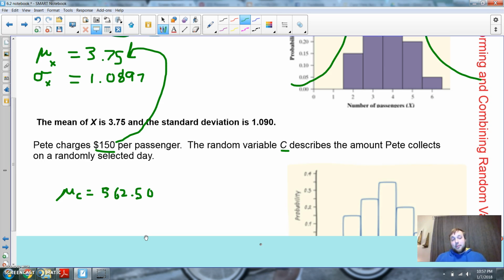Now we could figure out how much he could expect in a week too. How would we do that? Times by 7, right? Okay. Standard deviation for the collection.